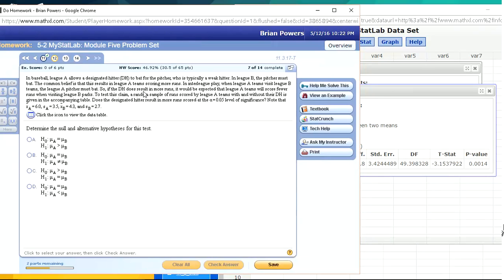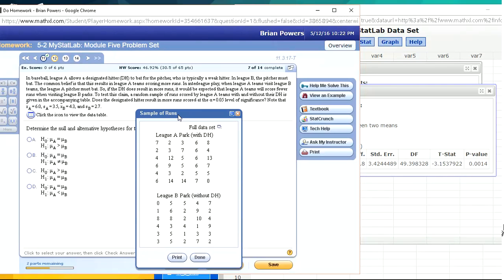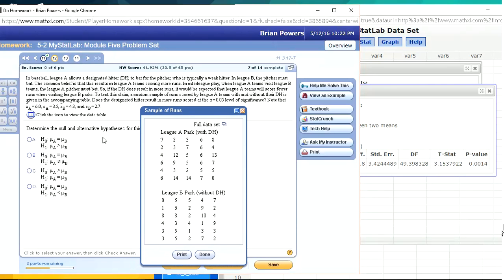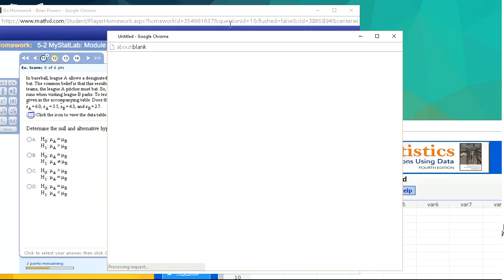Okay. To test this claim, a random sample of runs scored by League A teams with and without their designated hitter is given. Okay. The data table. We'll look at that data table. So it's giving you the full data set, but it's also giving you the summary statistics. This is nice. We don't actually have to deal with this data table, but you could actually open it up in StatCrunch if you want to. We don't have to though. Yeah, let's do it. This way I don't have to type anything in.